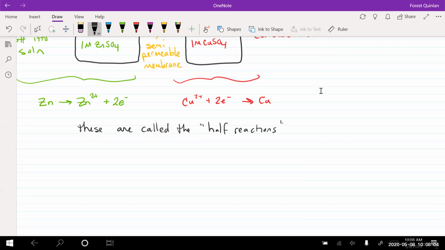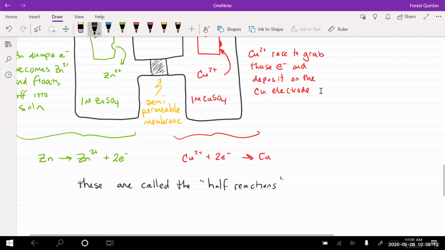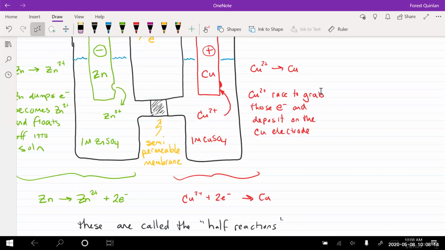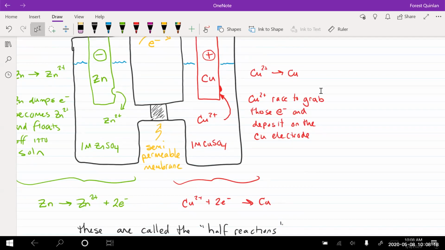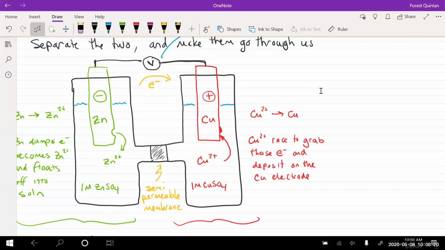Basically, we take what is the overall reaction of zinc and copper ions, et cetera, and break it apart. And what we've done is we've broken it apart by putting it into two separate compartments and saying, you guys can't see each other. Not until I connect that wire. As soon as you have that wire, you guys can see each other, and now transference can occur.